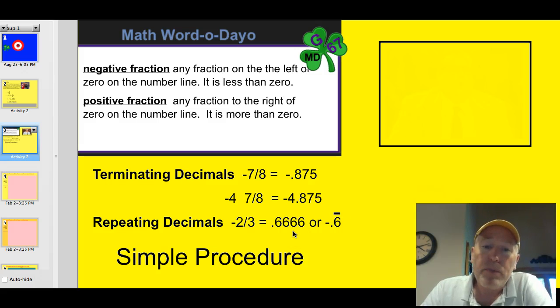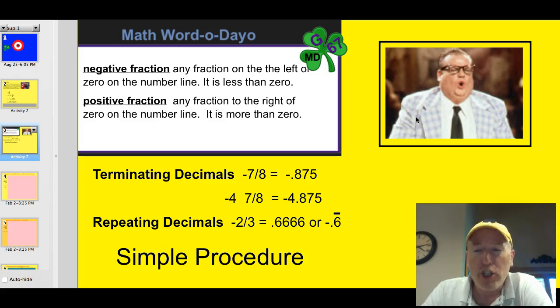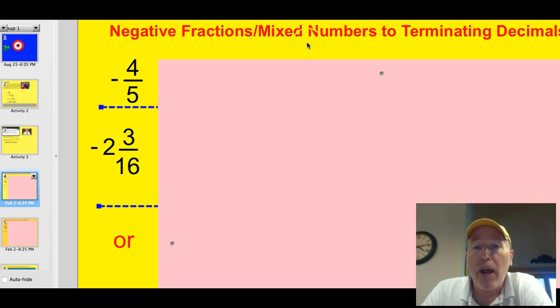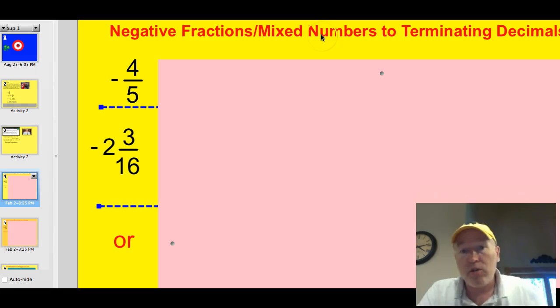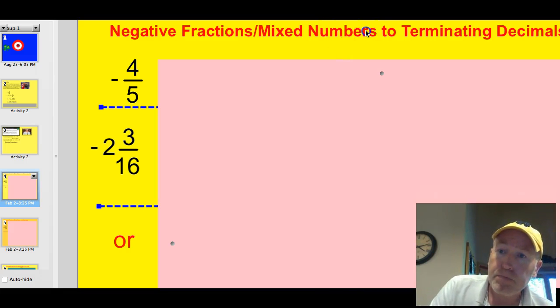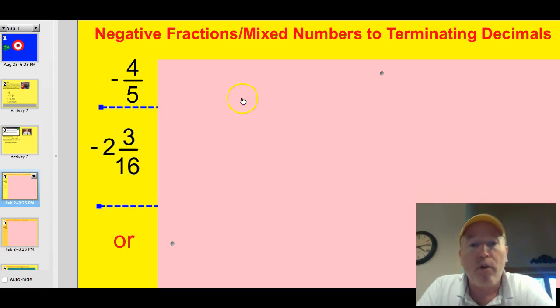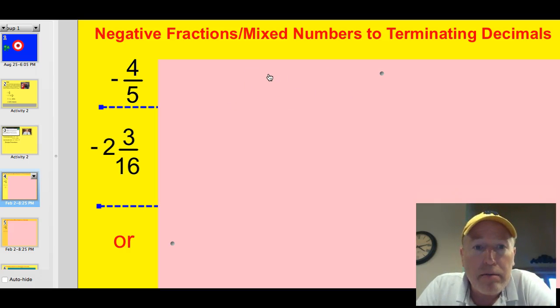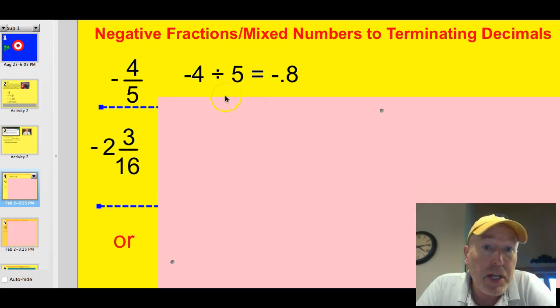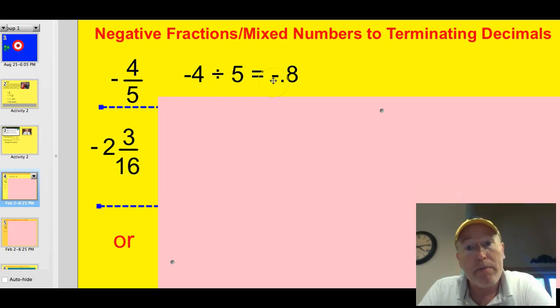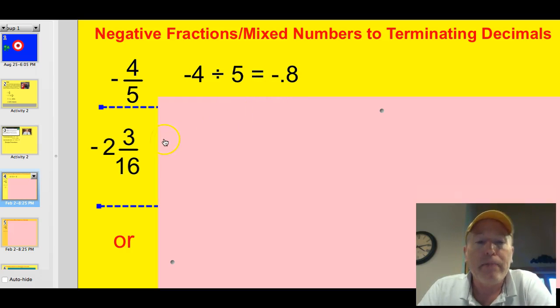So, all right, well, flipping these fractions, positive or negative, into decimals is a pretty simple procedure. Yes, it is. I know he doesn't think it is, but let's take a look. All right. Converting negative fractions or mixed numbers to terminating decimals. So we have a negative 4/5, and we have to make that into a decimal. Well, you can just take your calculator and do negative 4 divided by 5 equals a negative 0.8. You can even just do 4 divided by 5 and remember that it's going to be negative 0.8.